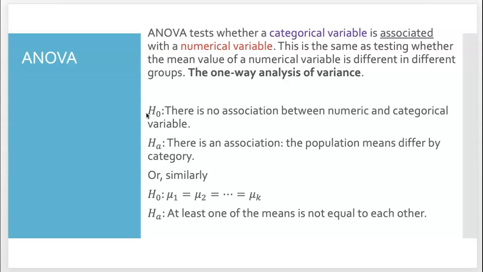So the null hypothesis for this test says there's no association between the numeric and categorical variable. The alternative says there is an association, and what that really means is that the population means differ by category. If you write it in terms of parameters, the null hypothesis is that the mean of group 1 is equal to the mean of group 2, all the way to the mean of group K. So all of the K groups have the same mean, versus the alternative that at least one of the means is not equal to the others.